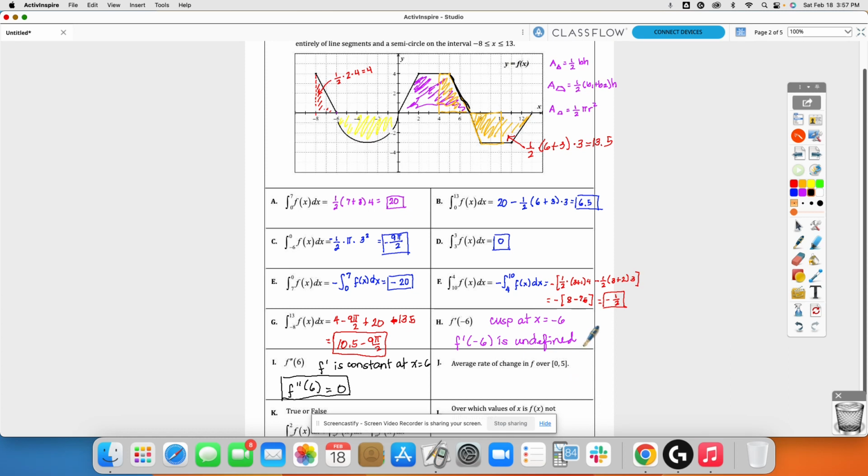Okay, letter J, the average rate of change in f over 0 to 5. So average rate of change, remember, this is the slope of the secant line. So we have to get f of 5 minus f of 0 divided by 5 minus 0. So f of 5 is equal to 4. f of 0 is equal to 0, over 5. So the average rate of change over 0 to 5 is 4 over 5.